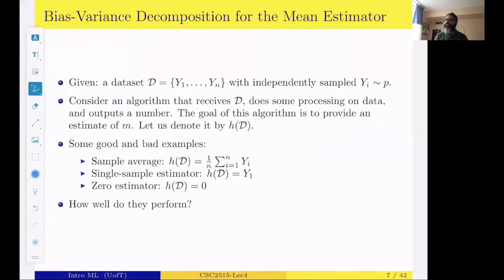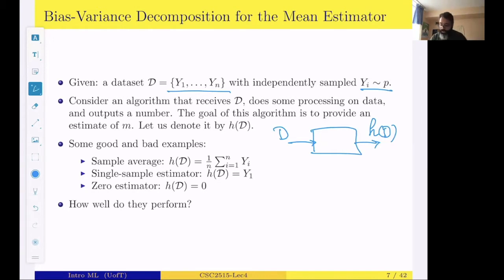So we have these data sets, independently sampled. Now what we consider is an algorithm, a box that essentially gets data. The data set d goes inside, and the output of it would be some estimate h, which is a function of this data set d. We can think of different algorithms. It's some program on a computer that does some calculations. Computing the sample average would be one of them.